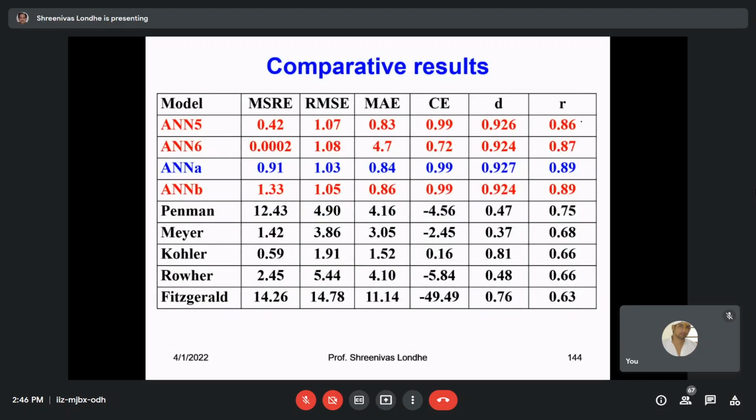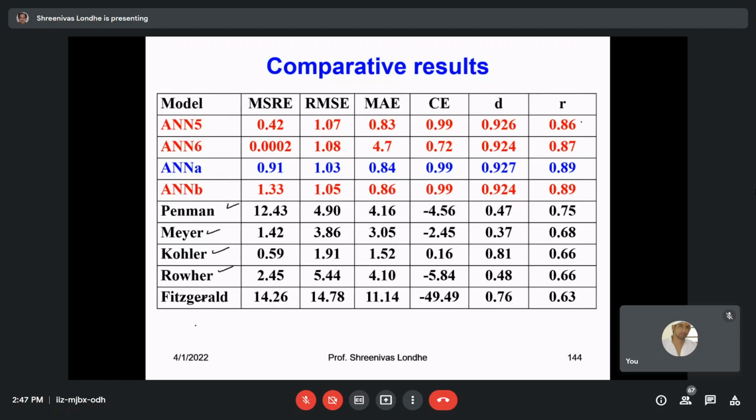Normally, people look at it, but you can also look at RMSE. Our RMSE values are also very, very small. Our CE values are very high. Our R values are also very high compared to Penman-Monteith, Meyer, Euler, Rohwer, Priestley.